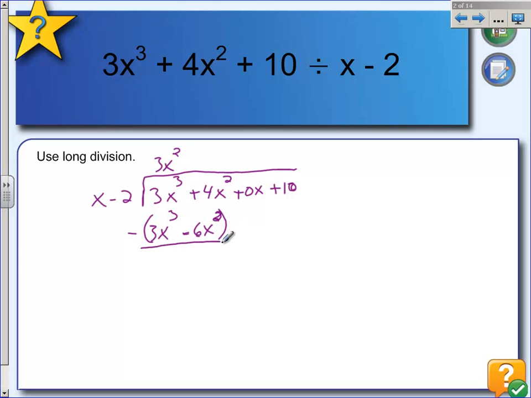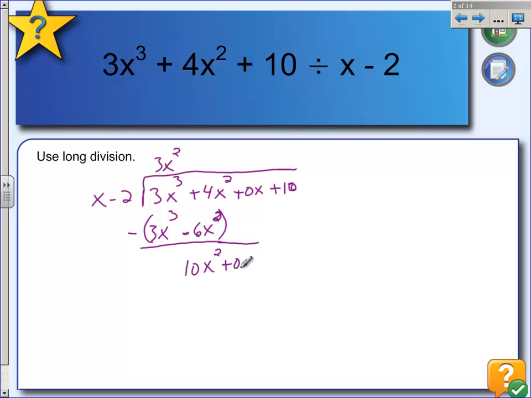So we'll put a little bar here. 3x cubed minus 3x cubed is 0. That's why we did that. Now 4x squared minus negative 6x squared is 10x squared. Notice how I put that parentheses there, or I might have made a sign mistake there. 4 minus negative 6 is 10. Then you bring down your next term, which here I've got it as plus 0x. You're going to probably see why I did that in just a minute.